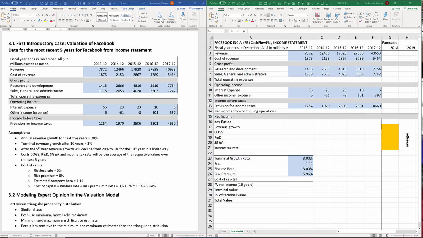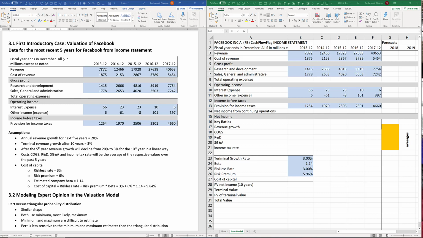The first one is valuation of Facebook. It was about to go public. So how do you come up with a valuation for the company so that the stock price can be priced properly? Okay. So some simplifying assumptions have been made, and here is the situation.